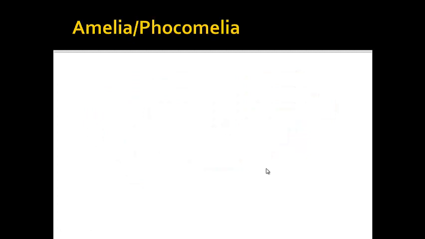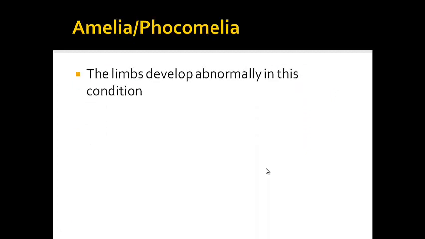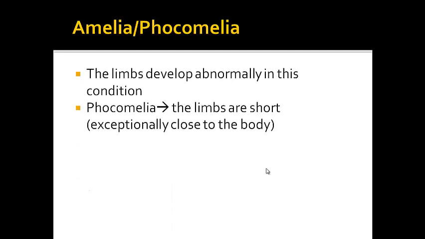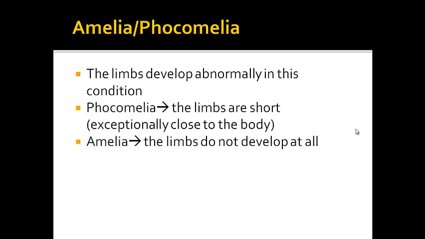With amelia and phocomelia, this is a condition where the limbs develop abnormally. With phocomelia, this means that the limbs are short and they are exceptionally close to the body. And with amelia, the limbs do not develop at all.